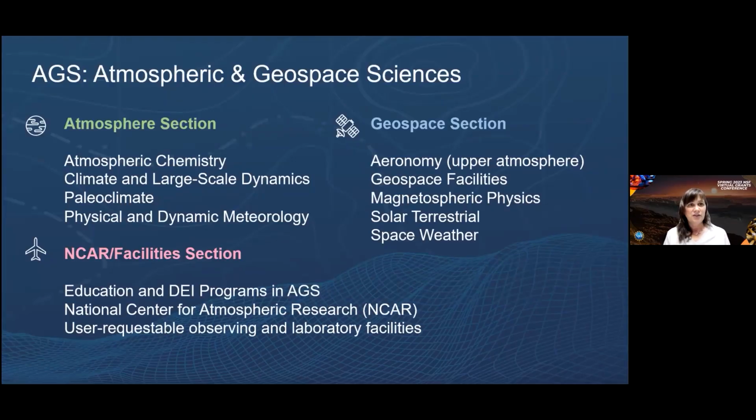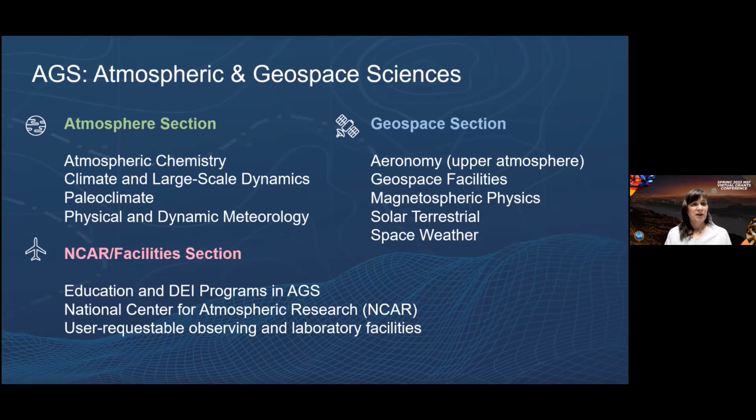There are 3 sections within atmospheric and geospace sciences. This includes the atmosphere section, the geospace section, and the NCAR facilities section. And within each of these are sub-programs that usually have a program director or officer associated with them who can help to guide your understanding of what is supported within each of these.